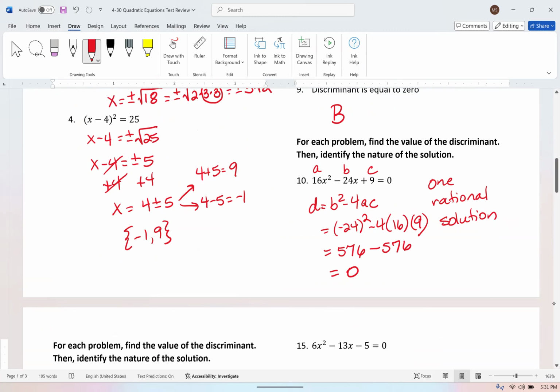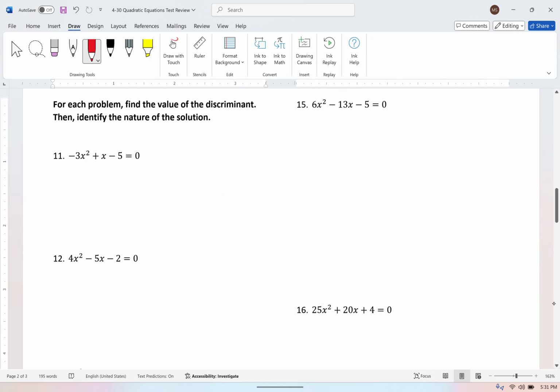Okay. Let's look at the next one. Continue with the discriminant. So again, the discriminant is b squared minus 4 times a times c. Be careful with those negatives right there. 1 squared is 1. Now, when you're doing this second part, you're going to do negative 4 times negative 3, which is positive 12, times negative 5 is negative 60. 1 minus 60 is negative 59. So that's a negative value. So this is no real solution.